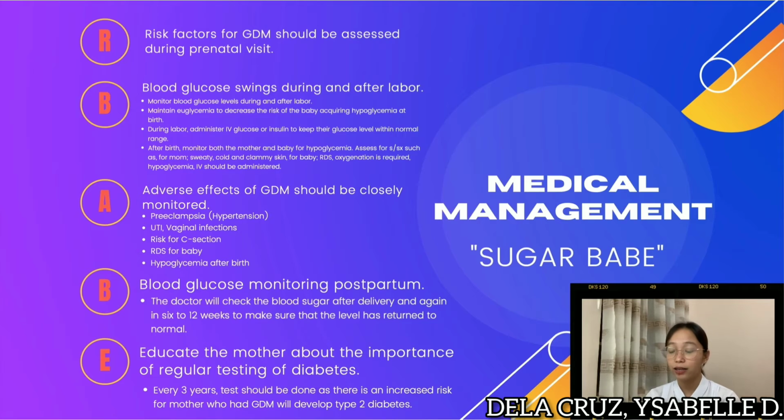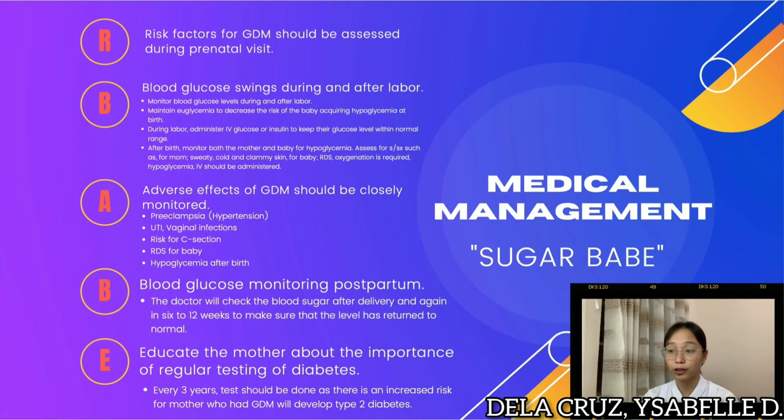For letter A, which stands for adverse effects of GDM, should be closely monitored. So, ano ba yung mga complications ng GDM? First is the preeclampsia or hypertension. Maaring magkaroon ng preeclampsia or hypertension ang pregnant mother with GDM since yung glucose is pwedeng mag-cause ng narrowing ng blood vessels which can cause hypertension. Next is UTI or vaginal infections. Yung presence ng glucose sa urinary tract ng mother is nagpa-favor siya ng bacterial growth kaya nagkakaroon ng infection.